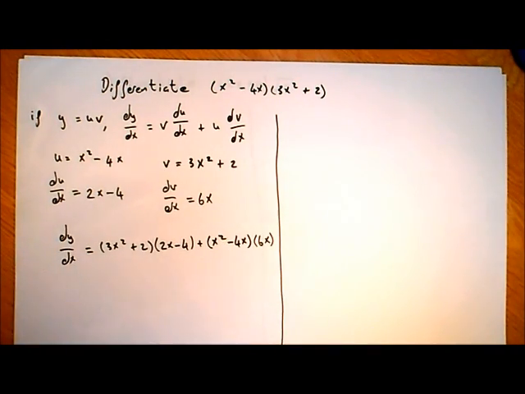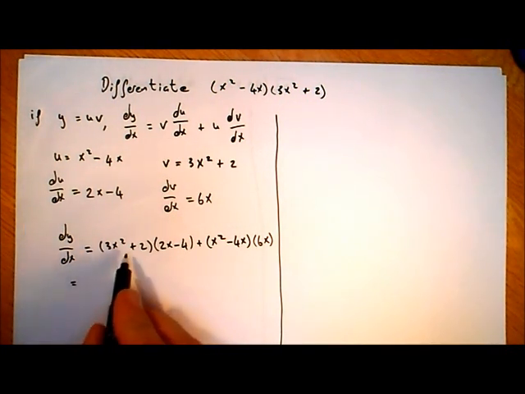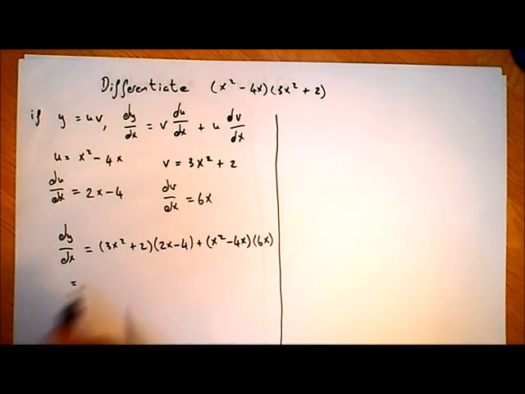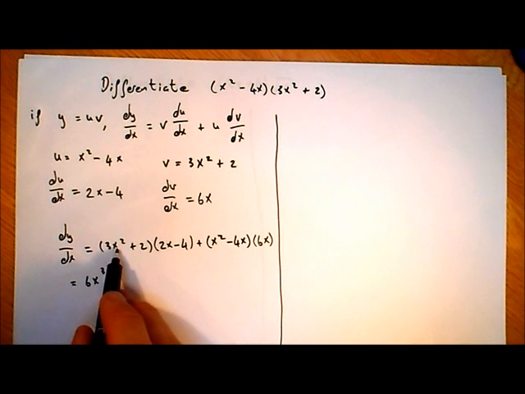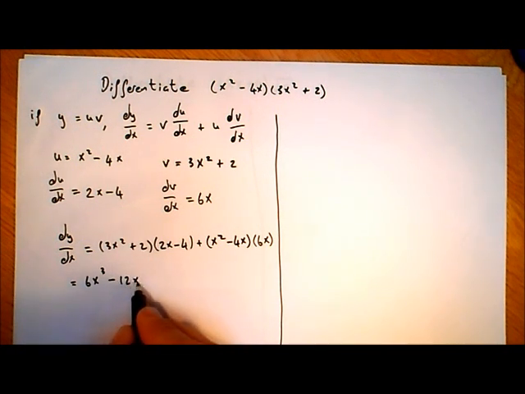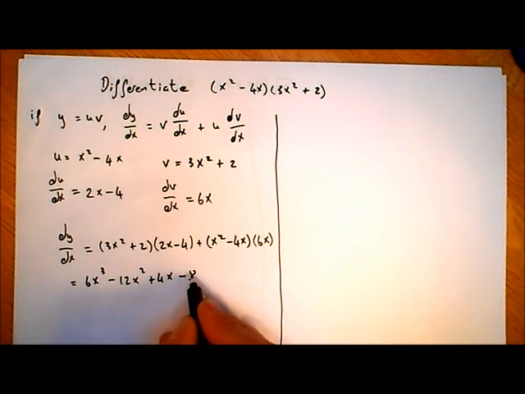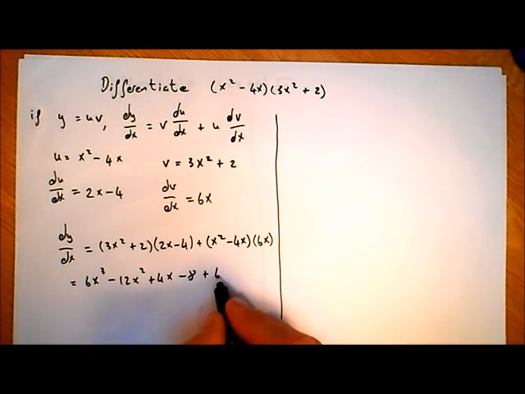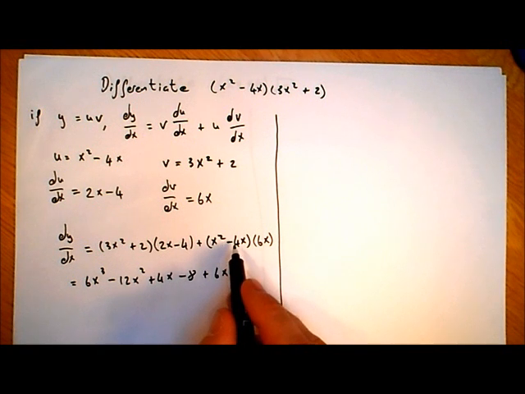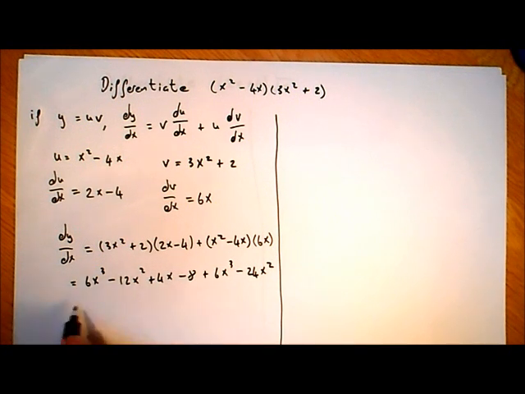And I can tidy this up by multiplying it out and then adding up any like terms. So I'll do that very quickly. So I have dy over dx is equal to this bracket by this bracket plus this bracket by this bracket. So 3x squared by 2x would give me 6x cubed. 3x squared by minus 4 would give me minus 12x squared. 2 by 2x is plus 4x. And then 2 by minus 4 is minus 8. Plus, I've got x squared by 6x, which is 6x cubed, and minus 4x by 6x is minus 24x squared. And I can just add up any like terms there.